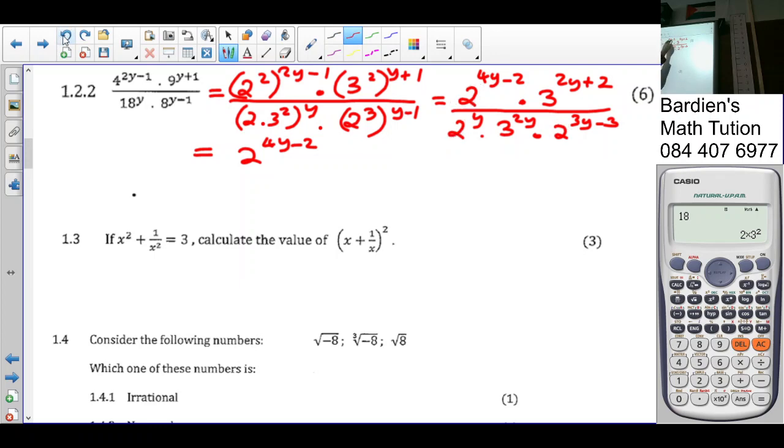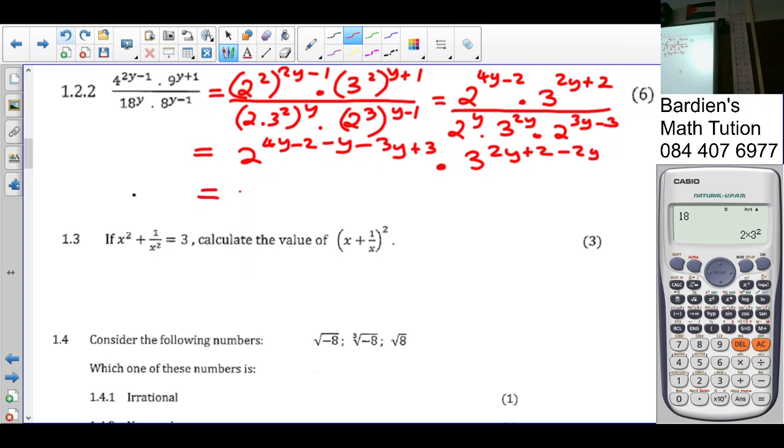So it's going to be 4y minus 2. Remember, this is in the denominator, so I'm bringing it up. So it's minus y. It's also in the denominator, which I'm bringing up, becomes minus 3y plus 3. Times 3 to the 2y plus 2 minus 2y.